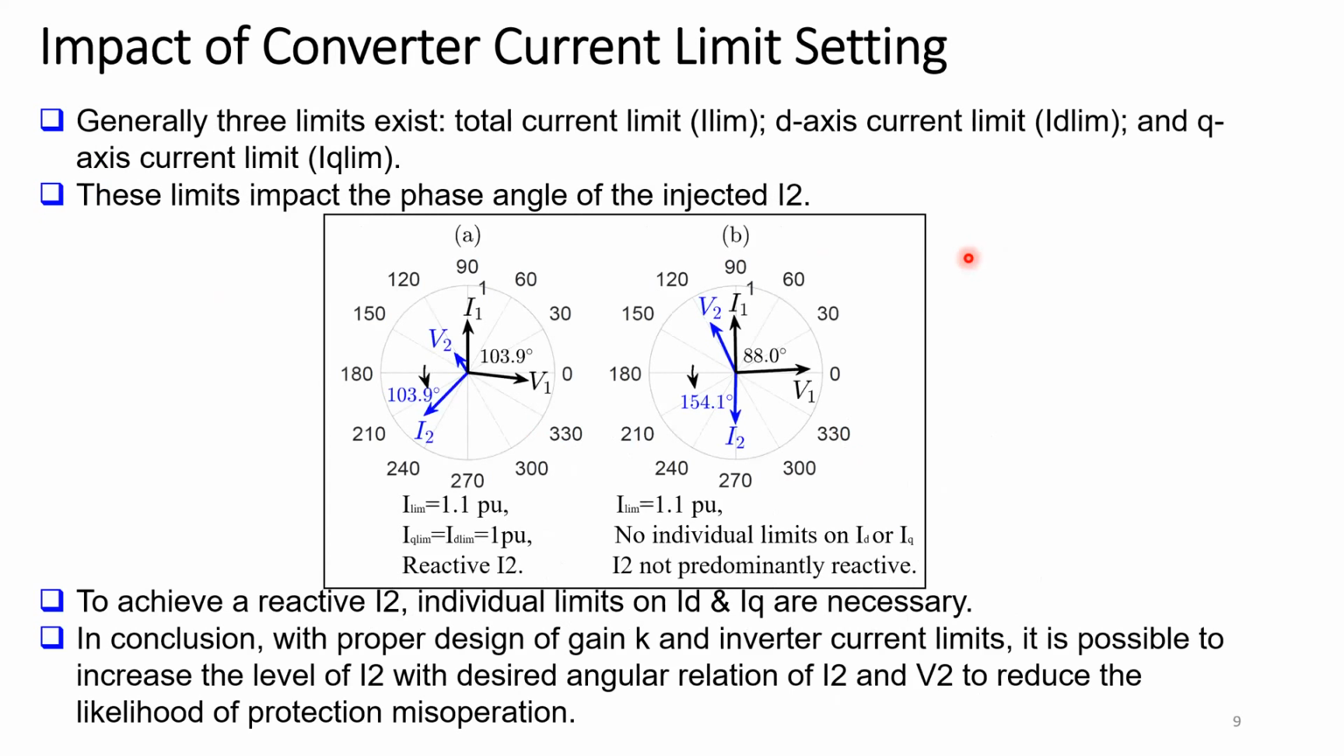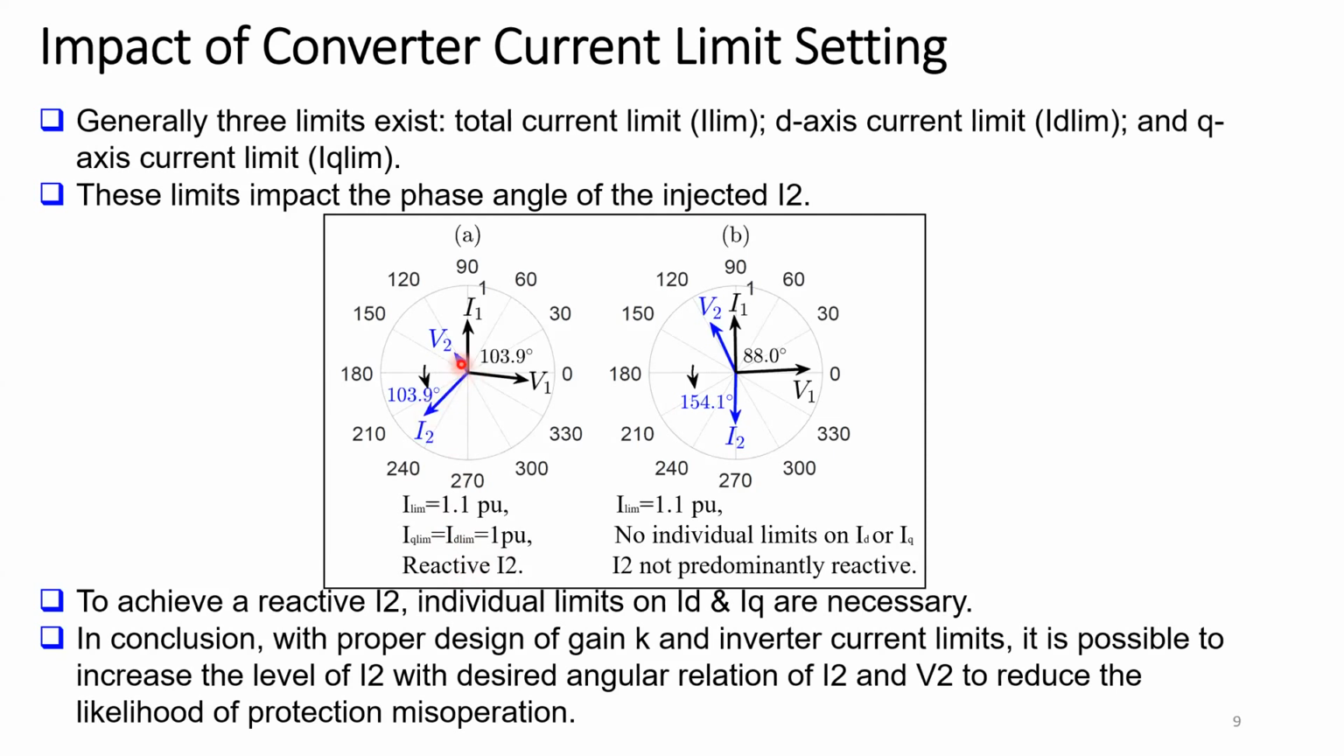The other influential parameter is the converter current limit setting. Generally there are three limits. One is a limit on the total converter current, ILIM, and there may be an individual limit on the D-axis component of the current and also on the Q-axis component of the current. And in the paper, we show that these limits impact the phase angle of the injected I2. To illustrate this, we consider two scenarios. In one scenario, we impose the three limits, a current limit of 1.1 and individual limits of 1. In this case, the converter is able to deliver a predominantly reactive negative sequence current.